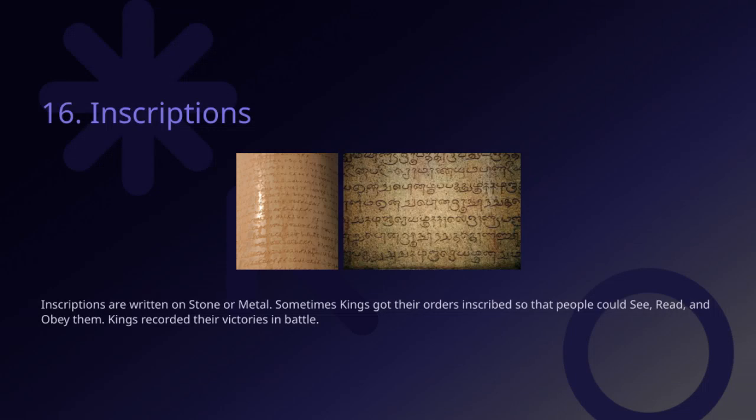Inscriptions are typically written on stone or metal, which helps them last for a long time. Sometimes, kings had their orders inscribed so that everyone could see, read, and understand them. This was a way to communicate important messages clearly to the people. Kings also used inscriptions to record their victories in battle, celebrating their achievements and reinforcing their power.